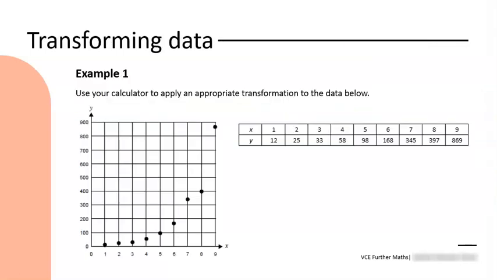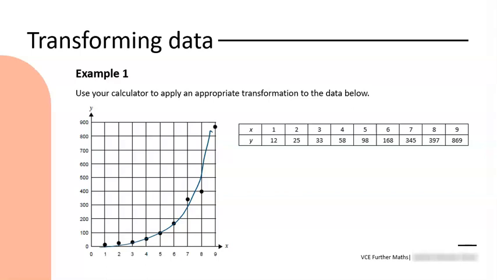Okay, so our first example, we're given a scatter plot and a set of data in a table. The question's asking us to use our calculator to apply an appropriate transformation to the data set. So first step is to check what might be a possibility. Looking at our scatter plot, we can see that general curved shape, like our fourth quadrant, the bottom right-hand side of your circular transformations.